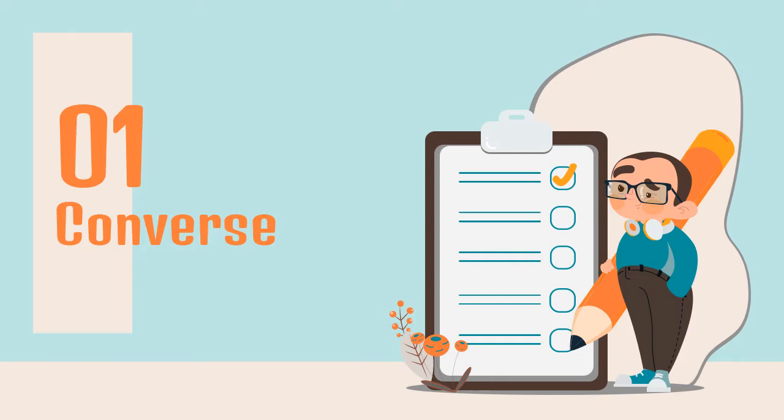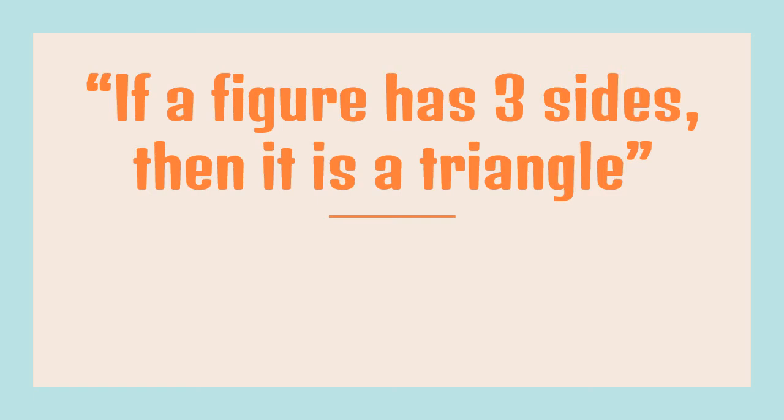Let's have first the converse of a statement. When the hypothesis and the conclusion in an if-then statement are reversed, the resulting statement is called the converse of the if-then statement. When an if-then statement and its converse are true, then the if and only if statement is also true. For example, if a figure has three sides, then it is a triangle.